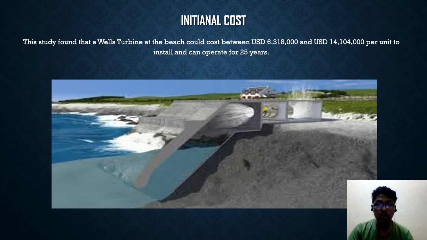So for the installation cost, the study found that a well turbine at the beach would cost between 6,380,000 USD and 14,104,000 USD per unit to install, and it can operate for 25 years.